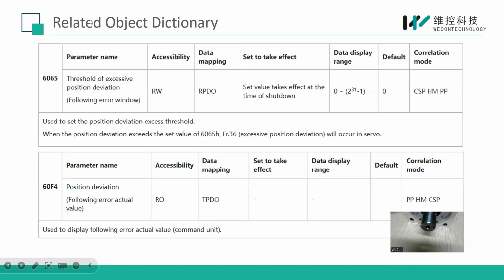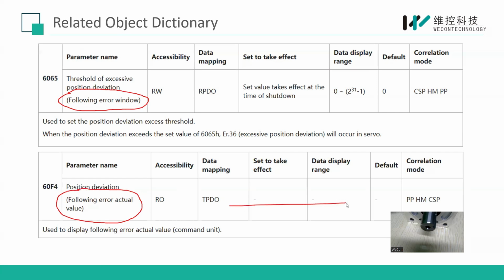And another object dictionary. Okay, first one is following error window, and this is the following error actual value.